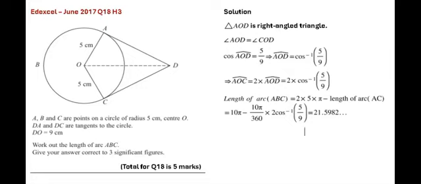So from there, we have to take three significant figures. So we are going to take 2, 1, and 6. And this is three significant figures. So these are 21.6 centimeters. And that's your answer for 5 marks. That's it.